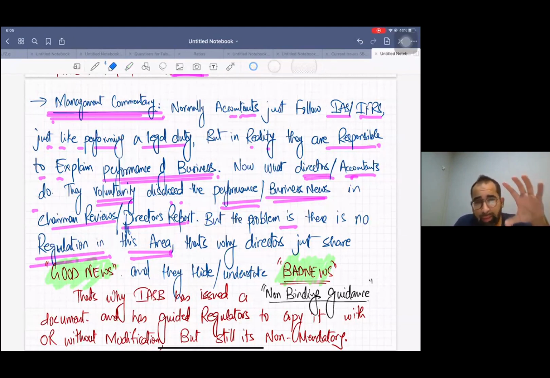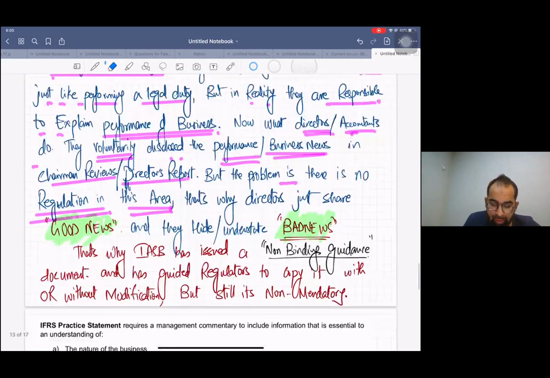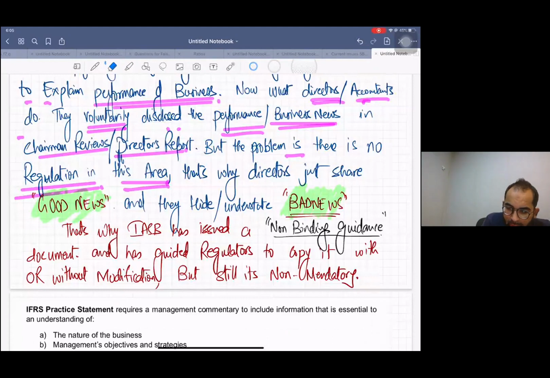So that's why the International Accounting Standards Board has started working on this area, because this area is equally important. Only numbers are not important, but also the other news of the business: the business model, the competition, and the risks associated with the business. That's why the IASB issued non-binding guidance. First of all, please note the guidance which they are planning to issue is non-binding. It's not mandatory. It's not like IFRS. It's a voluntary guidance document and has guided regulators.